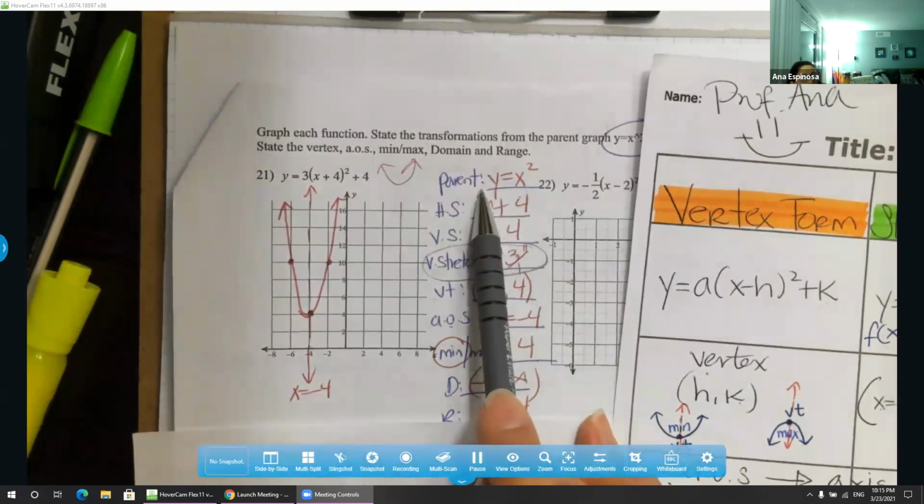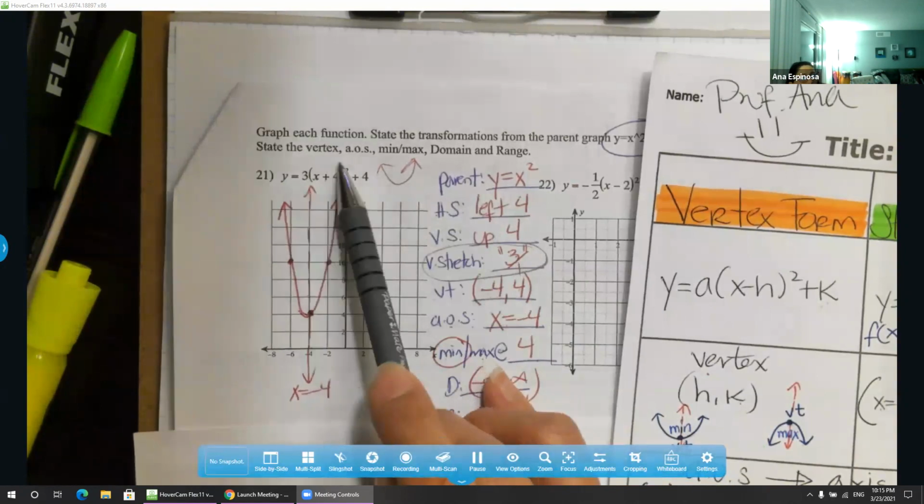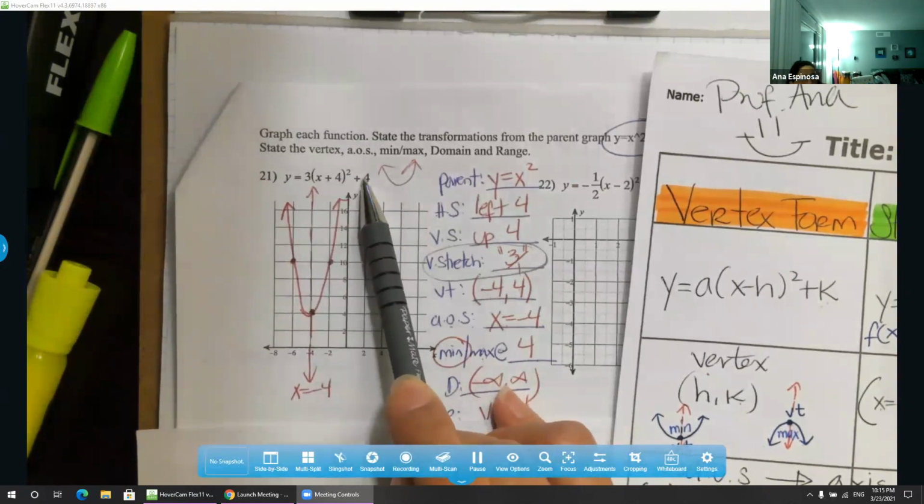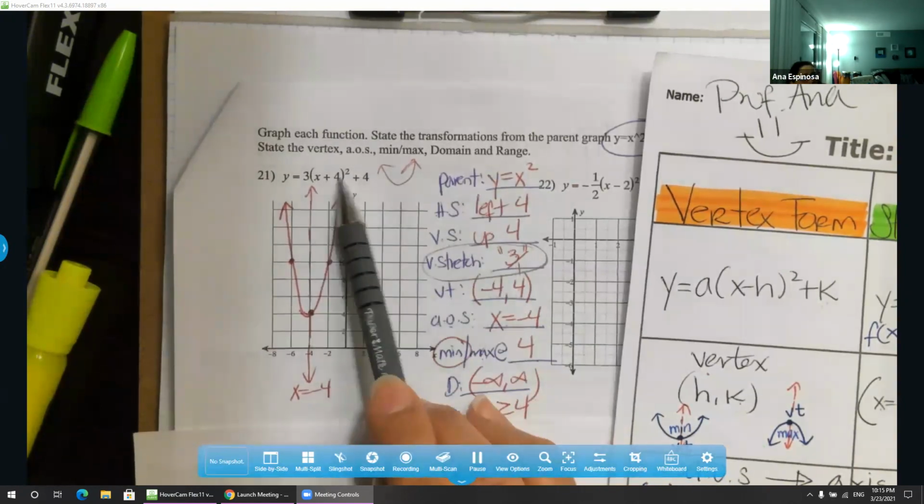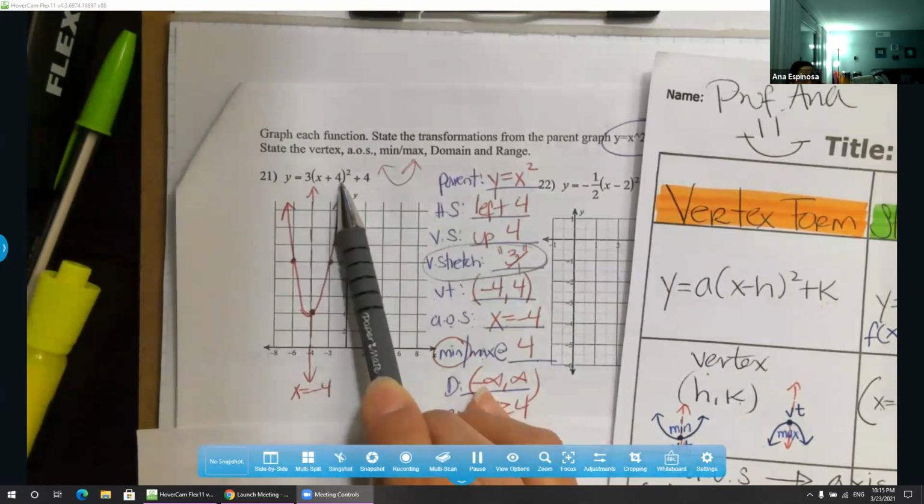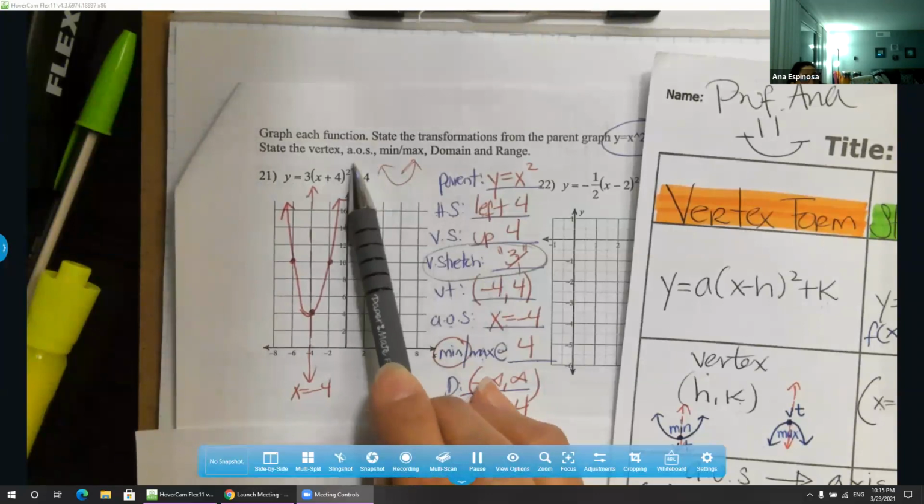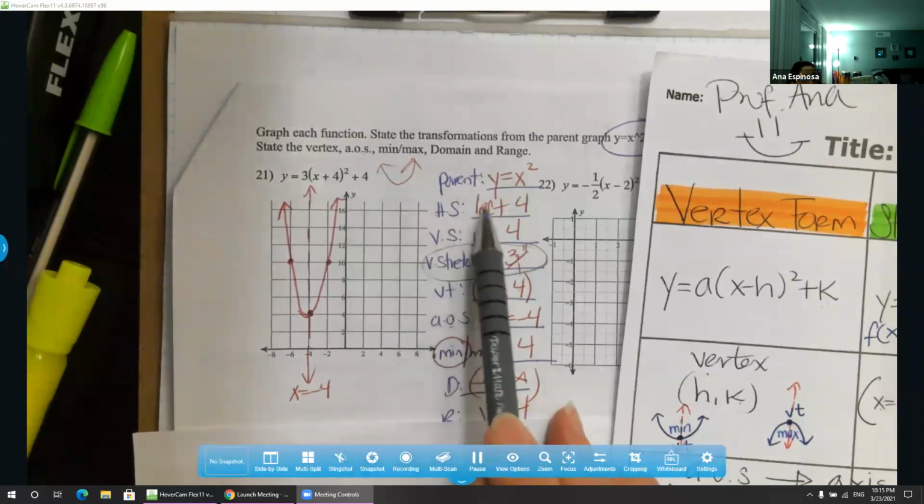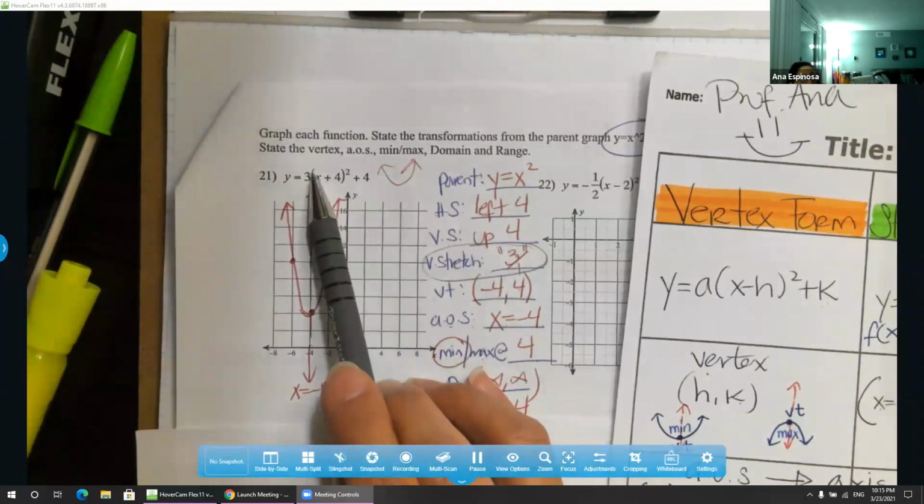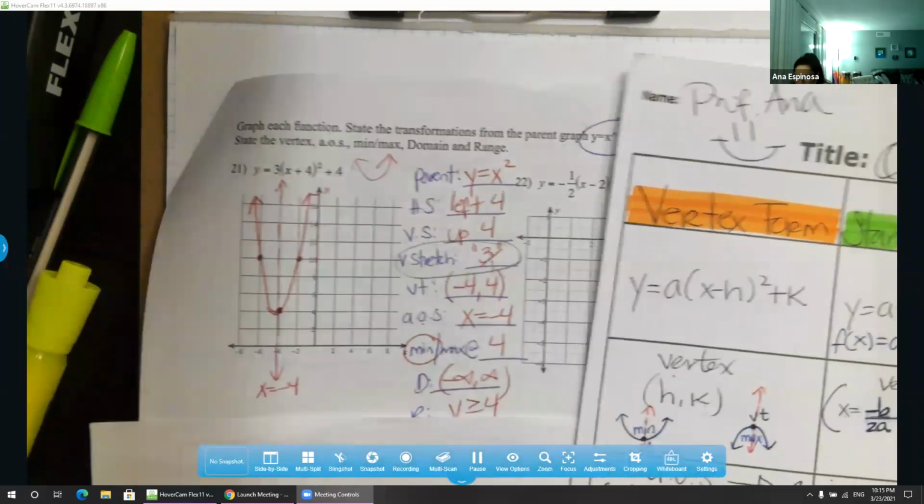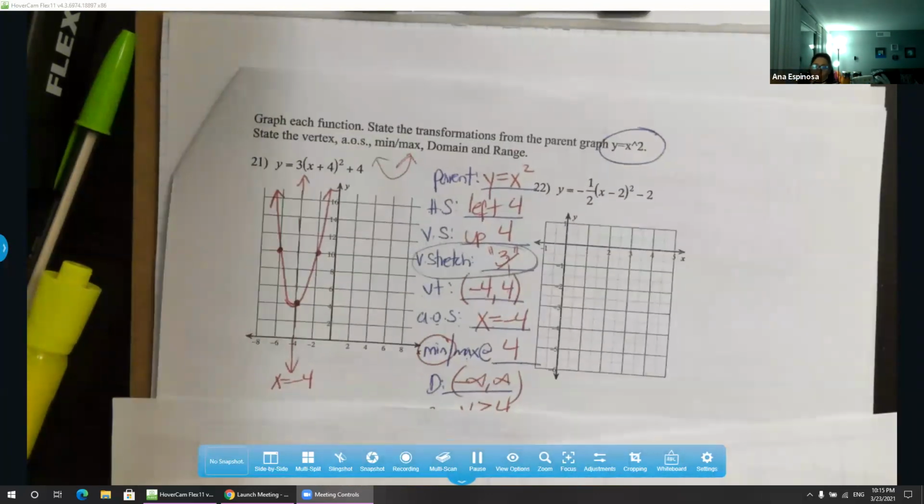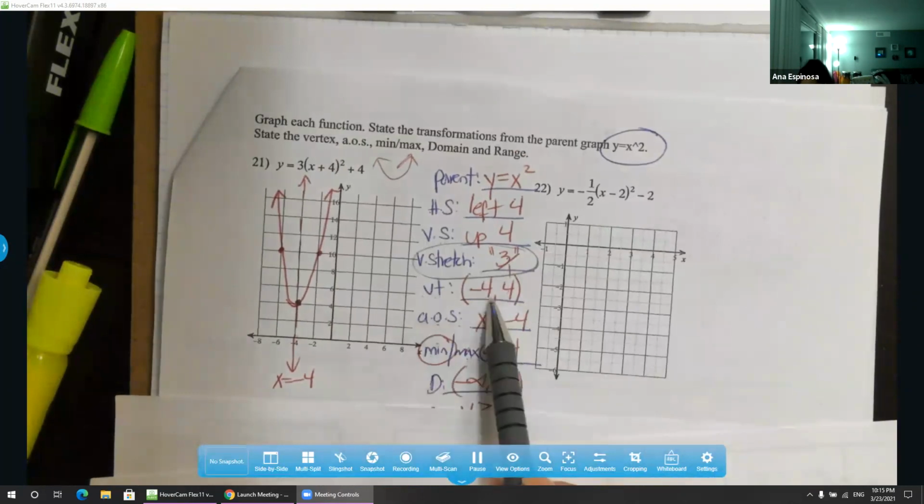The parent function is dropping the a, the h, and the k. We've already talked about that. The movement is 4 left, so you take the opposite of that. That moves it left or right, left 4. The number outside moves it up or down. It moves up because it's positive. This number is a stretch. It's going to stretch it 3 times as long, so it's going to be skinnier than your parent graph. And then your vertex is (-4, 4).